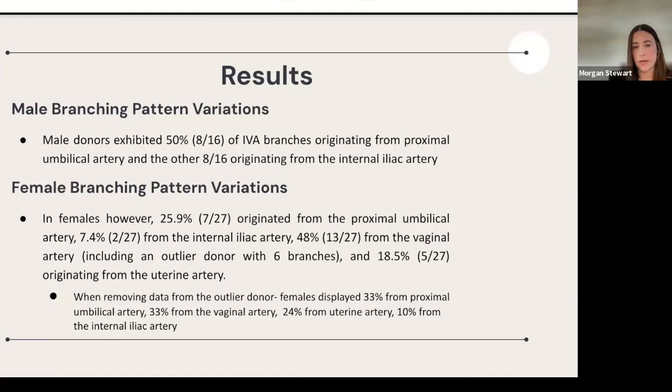And then removing that data, the outlier data, kind of leveled everything out a little bit, and that made everything about 33% from the proximal umbilical artery, 33% from the vaginal artery, 24% from the uterine artery, and finally 10% from the internal iliac.